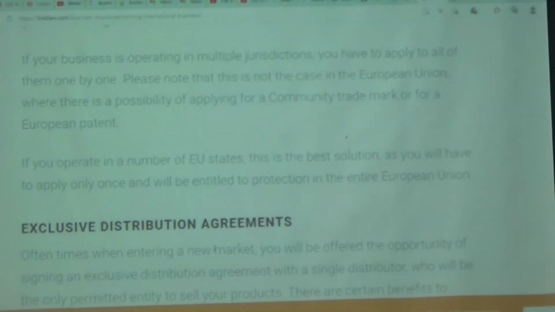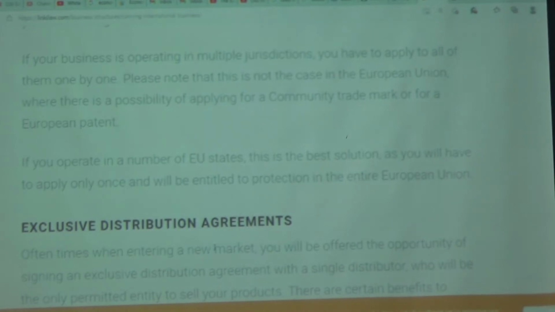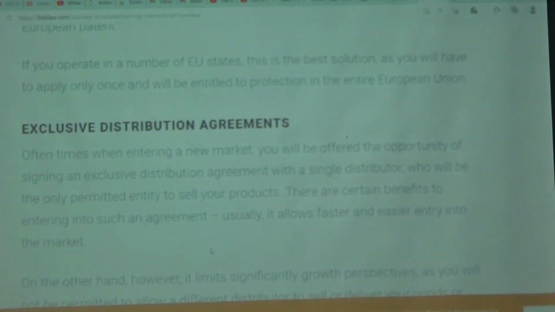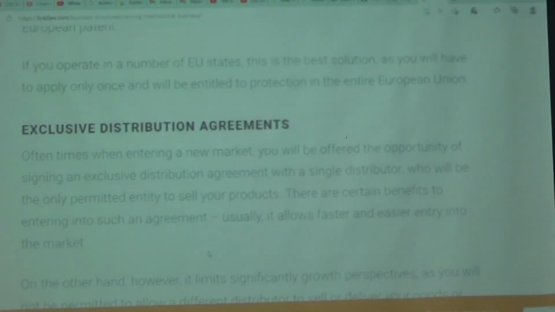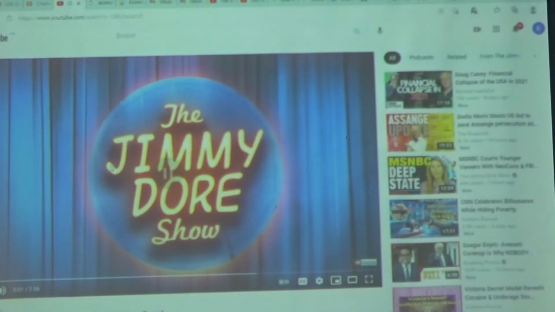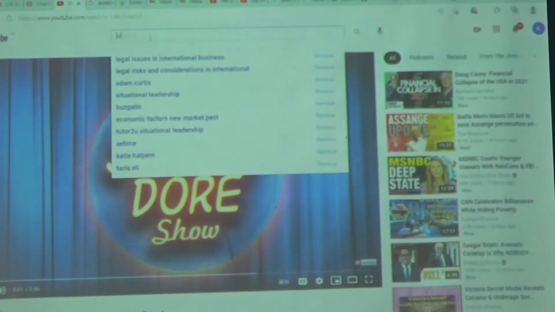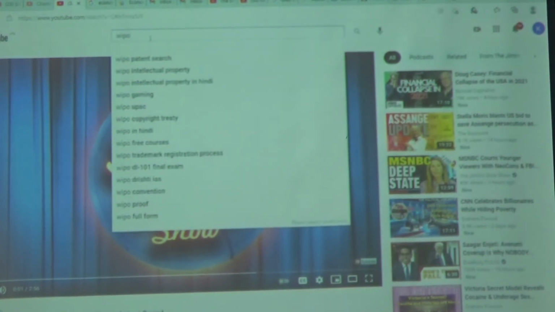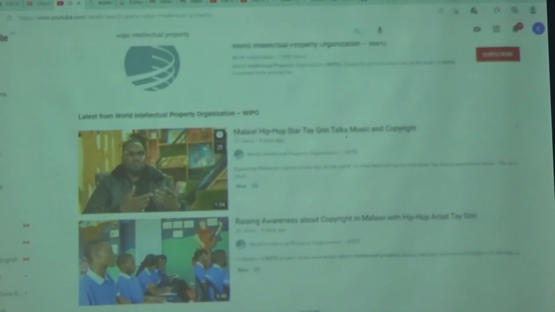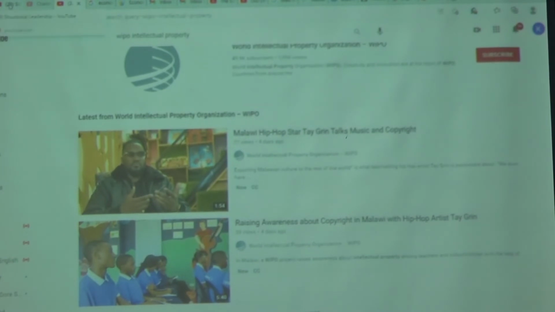If your business is operating in multiple countries, you may get an overall European Union patent, for example. But otherwise, you really have to consider each of the states where you're going to operate. So that thing is called the International Trade Organization and the World Intellectual Property Organization. Wipeout! You know, Wipeout. That's what I think about when I think about this.